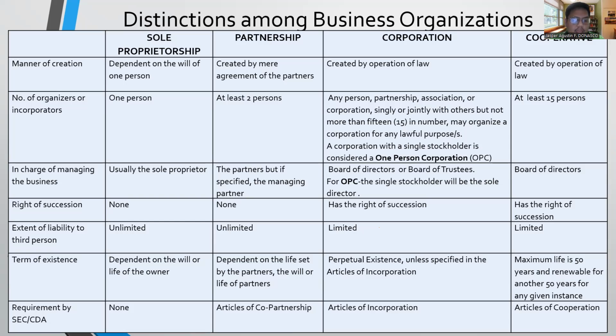So requirement by SEC, the Securities and Exchange Commission, none for our sole proprietorship. For the partnership, articles of co-partnership. For the corporation, articles of incorporation. And for cooperatives, articles of cooperation.